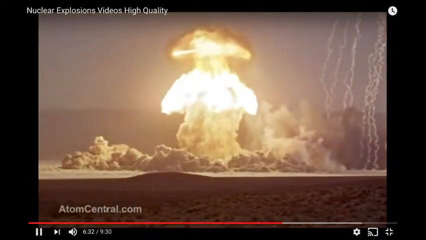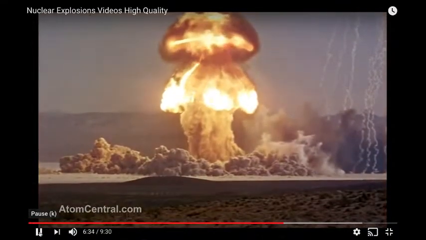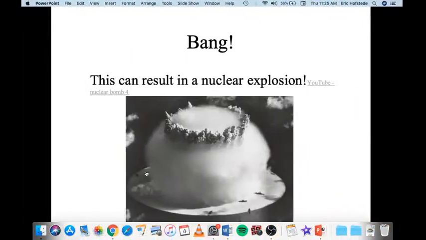So this is what happens with a chain reaction. Tons of energy, super fast. Pretty much all of that uranium is consumed in a very short amount of time, in a big chain reaction. I'll post that video if you want to watch more.